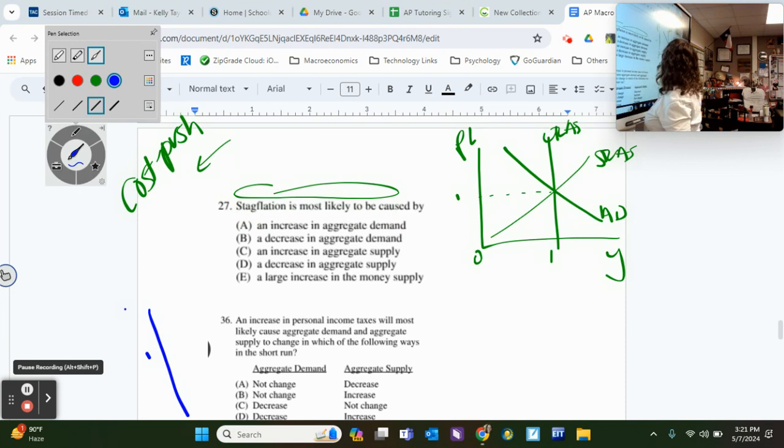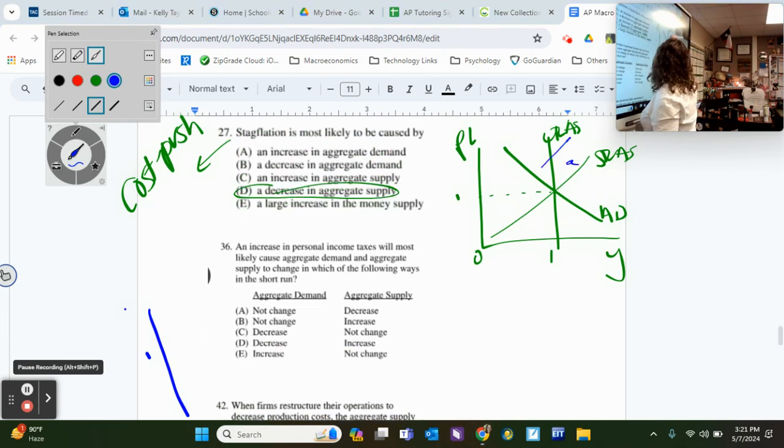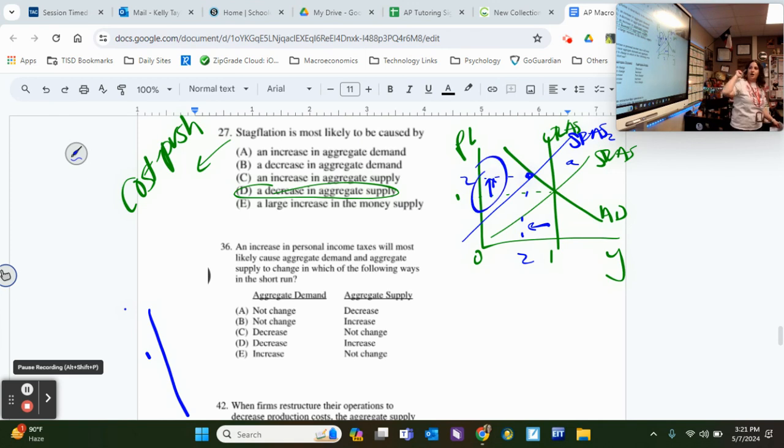both raises the price level, SRAS2. Prices go up, that's the inflation we're talking about, and GDP goes down. And that is stagflation, also known as cost push inflation, and there it is right there. There's the inflation. On 36, this is a pretty simple page.